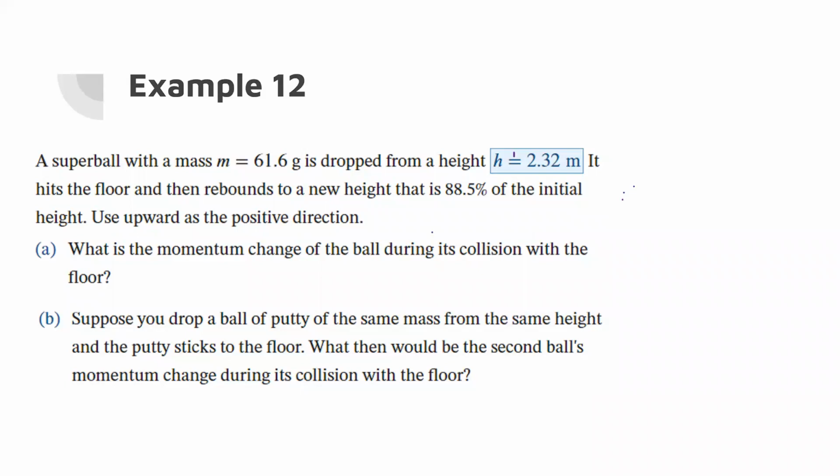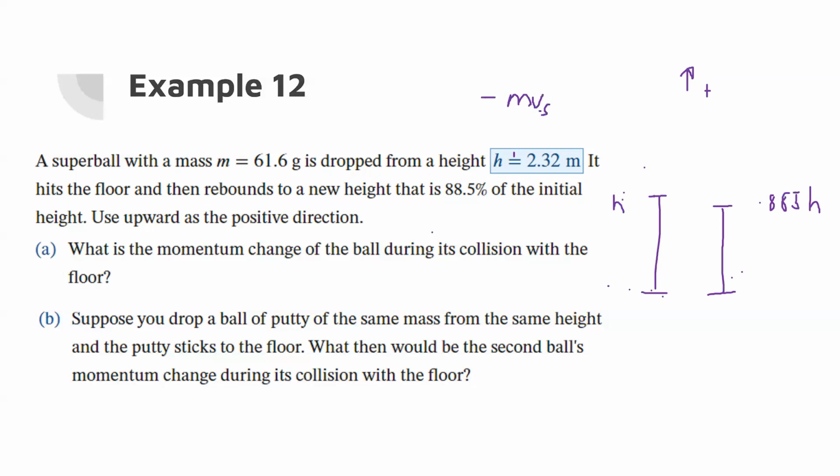But we'll start with an example where we have a ball that's dropped from a height h, and then it bounces off the ground to about 88.5% of the original height. It asks what is the momentum change of the ball during its collision with the floor. Since we said upward is positive, originally the momentum is going to be negative mv.